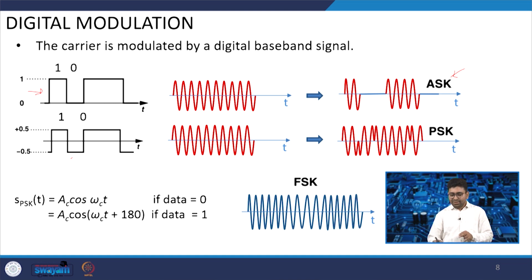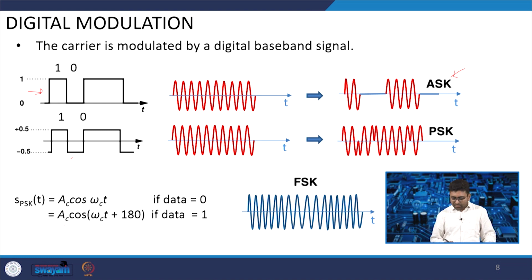So, there is an immediate change in the phase of the signal. When we are transferring the 1, there is a 0 phase, and when we are transferring 0, there is a 180-degree phase shift. So, it can be anything that we have defined for our modulation scheme. So, you can also write the PSK modulation as A_C cos omega_c t if data is equal to 0, or A_C cos omega_c t plus 180 if data is equal to 1.